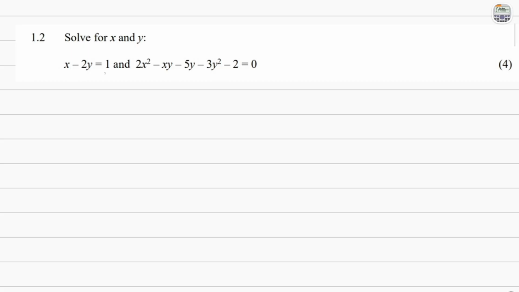Okay, but that's beside the point. We're going to choose the equation that is linear because we can easily make a variable the subject there.